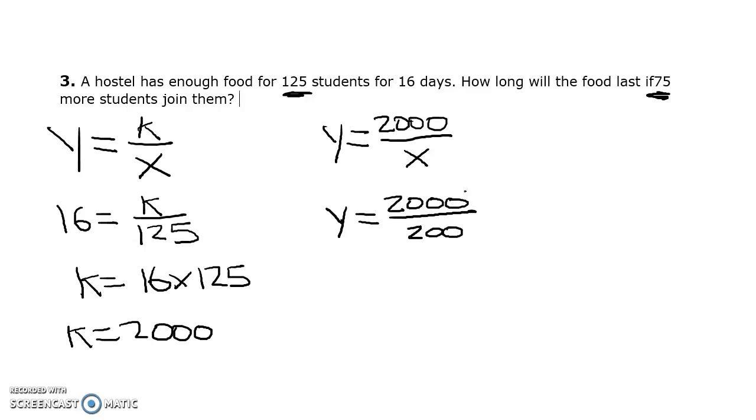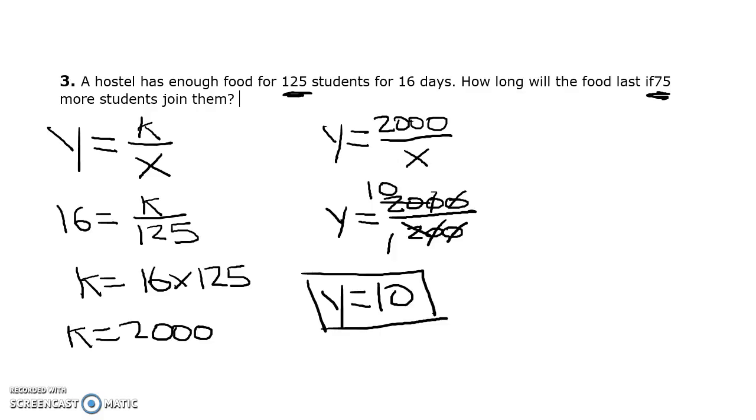Through simple maths, if I take away the zeros, I can simplify 20 and 2 into 10 over 1. I know that my answer will be 10. So therefore, if I have 200 students consuming the same amount of food, it would last for 10 days instead of 16 days for 125 students.